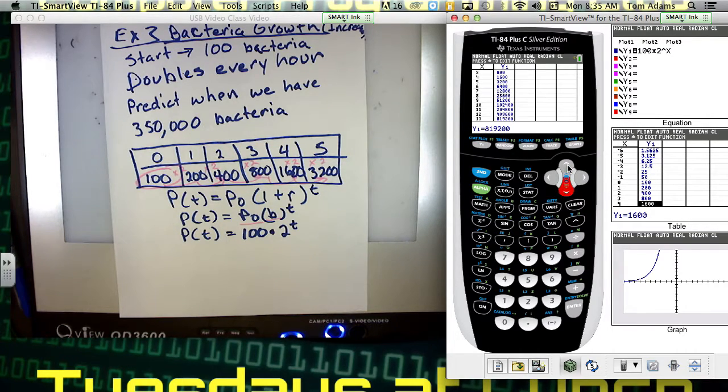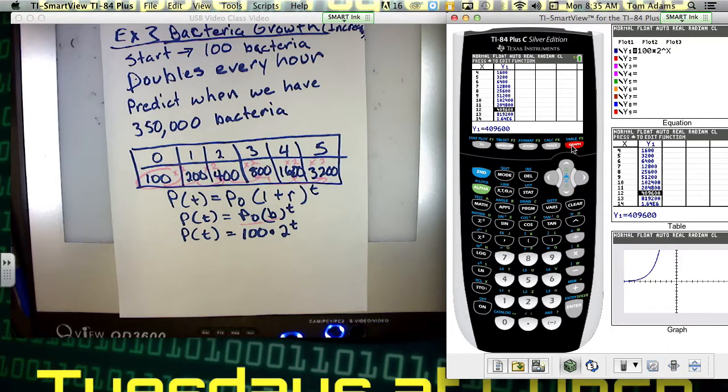So it looks like it occurs, I gotta go back up. After 11 hours I'll have 204,800. And then at 12 hours I have 400,000. So it looks like between 11 and 12 hours is what it's gonna take. But I wanna be mathematically precise. So how do I solve that?